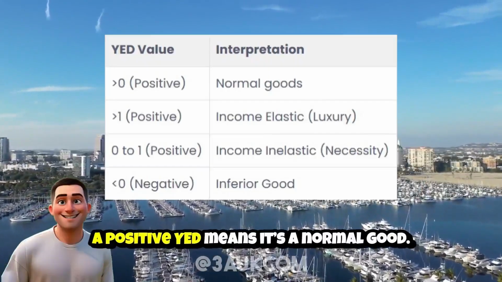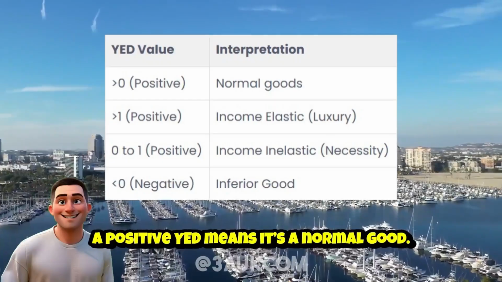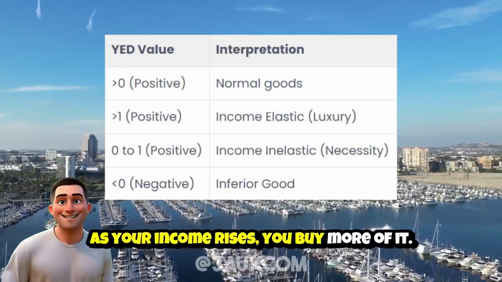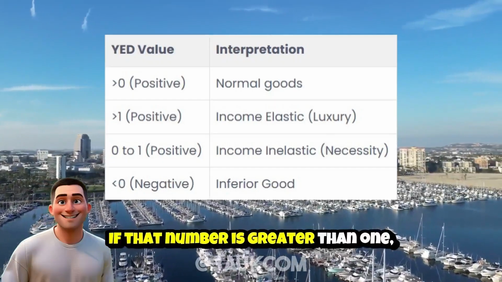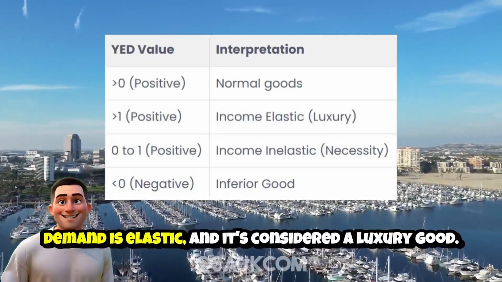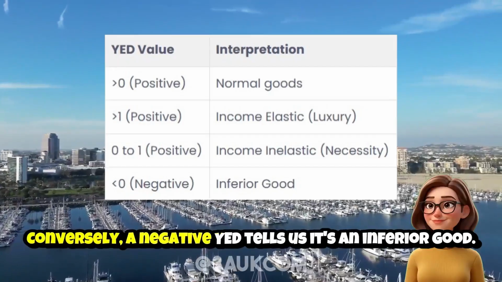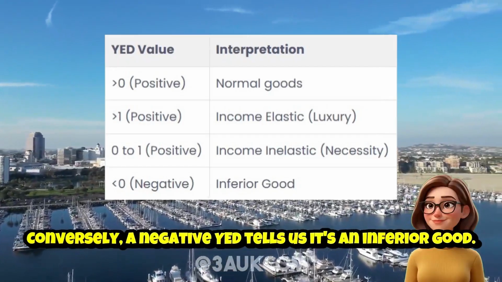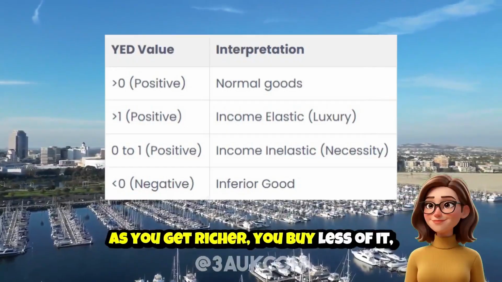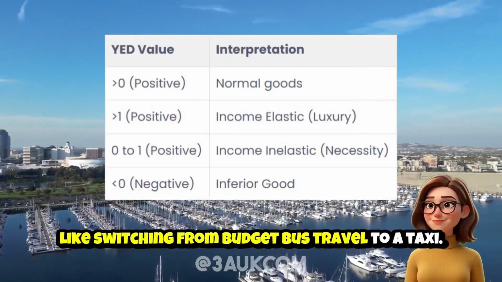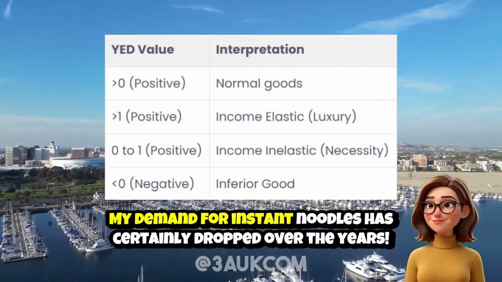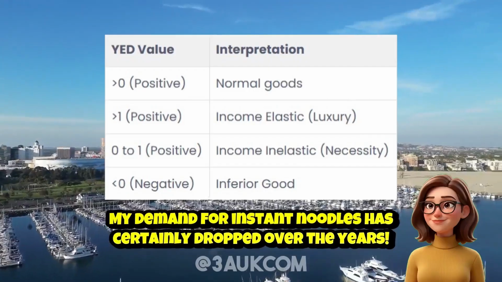A positive YED means it's a normal good. As your income rises, you buy more of it. If that number is greater than 1, demand is elastic, and it's considered a luxury good. Conversely, a negative YED tells us it's an inferior good. As you get richer, you buy less of it, like switching from budget bus travel to a taxi. My demand for instant noodles has certainly dropped over the years.